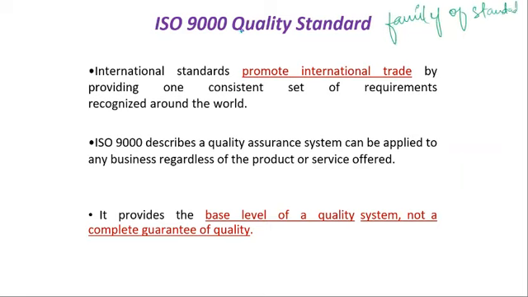Now, what is this ISO 9000 quality standard related to? This ISO 9000 family of standards is related to quality management. As we're focusing on software quality assurance, this is also going to focus upon quality management of the system that you're designing.